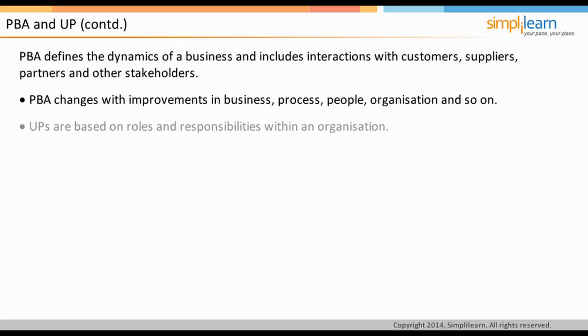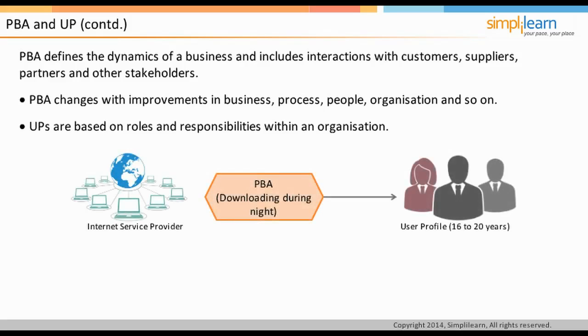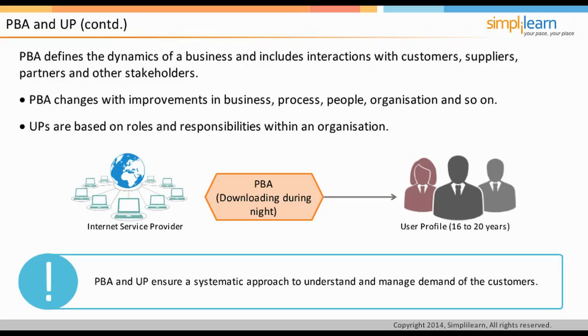UPs are based on roles and responsibilities within an organization, functions and operations of processes and applications. The image illustrates an example of UP and PBA. An Internet service provider provides cheaper download rates for users in the age group of 16 to 20 years during night. This group of 16 to 20-year-olds belongs to one user profile, and the pattern analyzed is users downloading data during night hours. PBA and UP ensure a systematic approach to understand and manage demand of the customers.